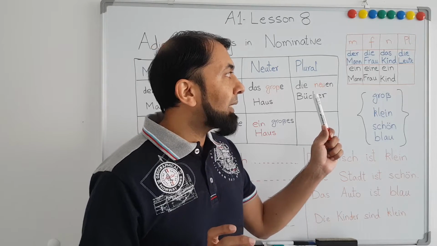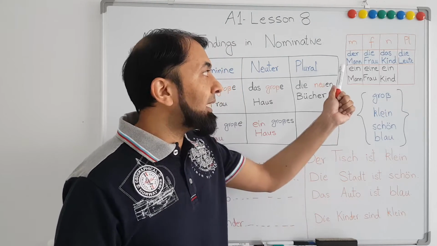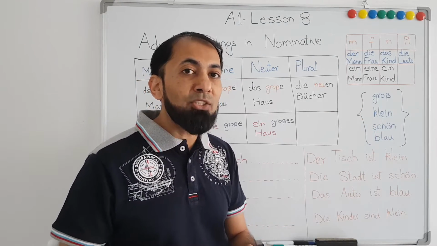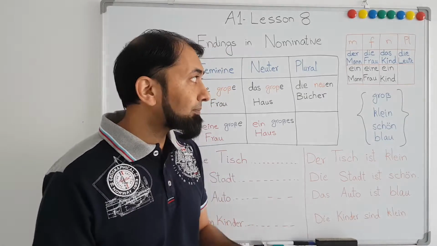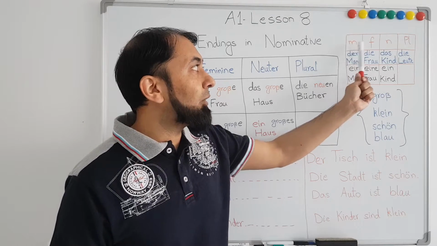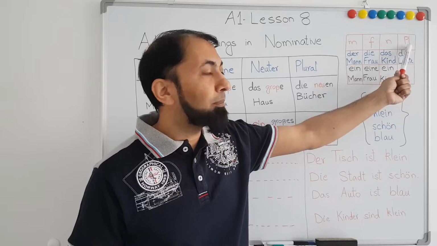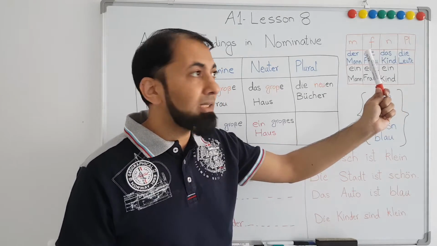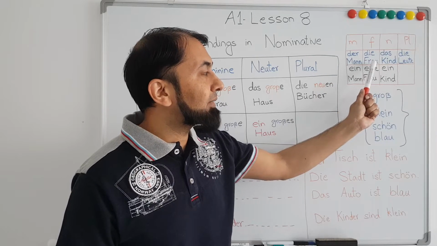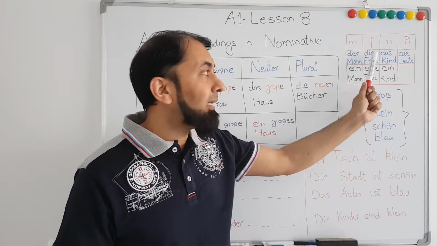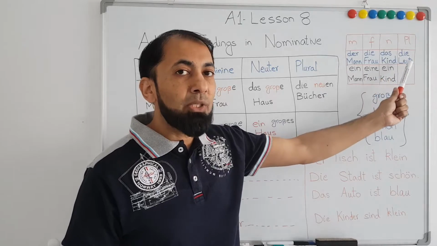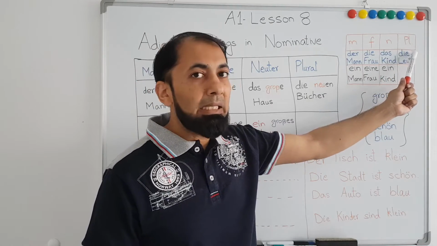So we saw that each German noun has an article, and the article of a noun depends on the gender. A noun in German language can be masculine, feminine, neuter, or plural. If the noun is masculine, then the definite article will be der. If the noun is feminine, the definite article will be die. If the noun is neuter, the definite article will be das. And if the noun is plural, the definite article will be die.